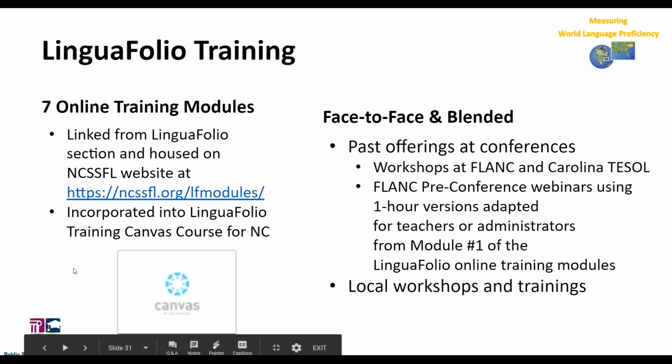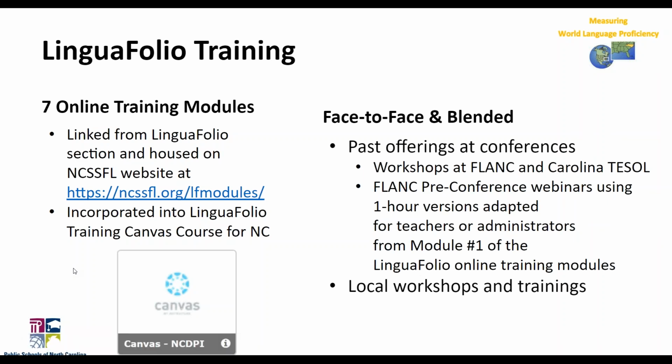Also, there's LinguaFolio training done face-to-face and in blended ways. There have been past offerings of LinguaFolio training at conferences, so those of you who said you'd been involved in some LinguaFolio training may in fact have gone to a workshop at FLANC, the Foreign Language Association of North Carolina Conference, or the Carolina TESOL Conference. TESOL is the Teachers of English to Speakers of Other Languages, so the state organization for our ESL teachers.